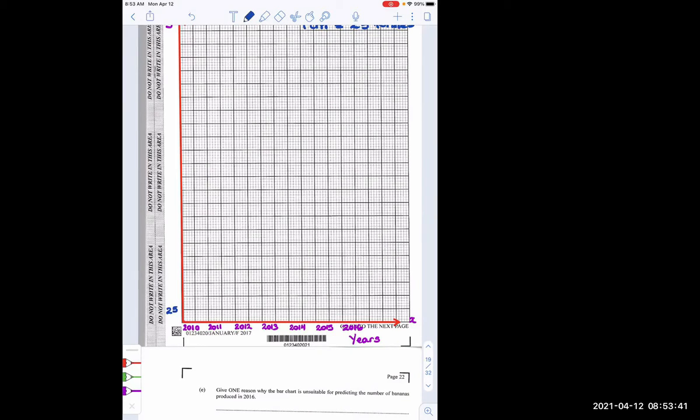Now, before we go further, let's look at one block here. If this represents 25, how much does one small block represent? If this is 0 and here represents 25, how many divisions do I have in each block?